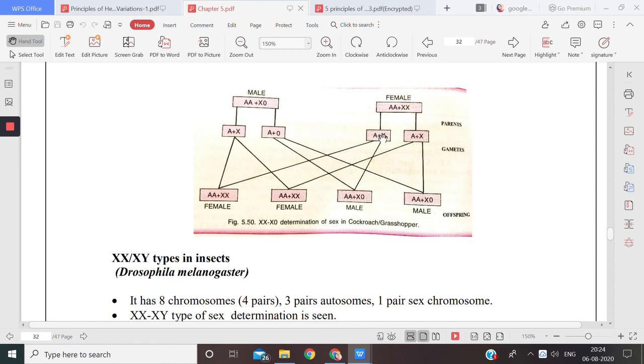In the female, meiosis occurs again and gametes are formed, A plus X and A plus X. Now these gametes will fuse. Either this fuses with this one, giving a female, or this with this one, again a female. Or this with this, a male, and this with this, a male. So there is a 50% chance of the offspring being female and a 50% chance of being male.